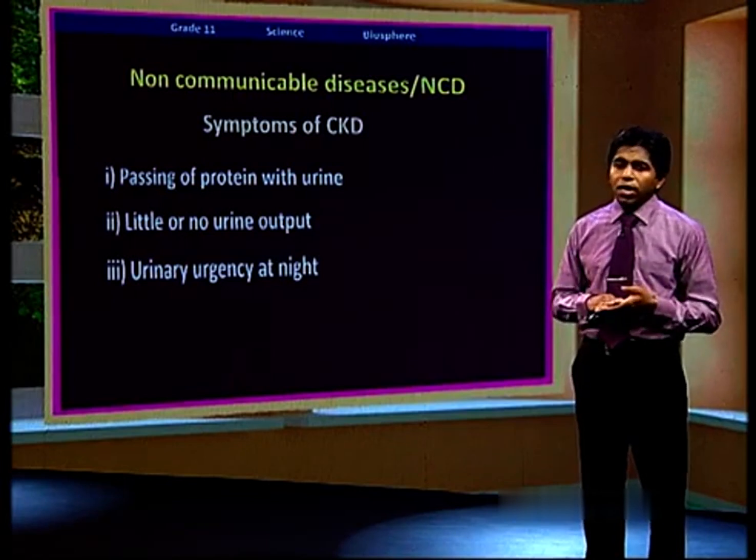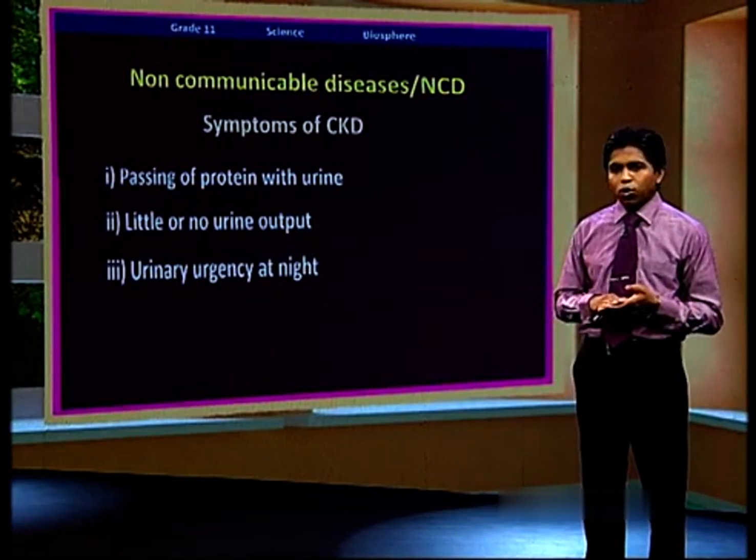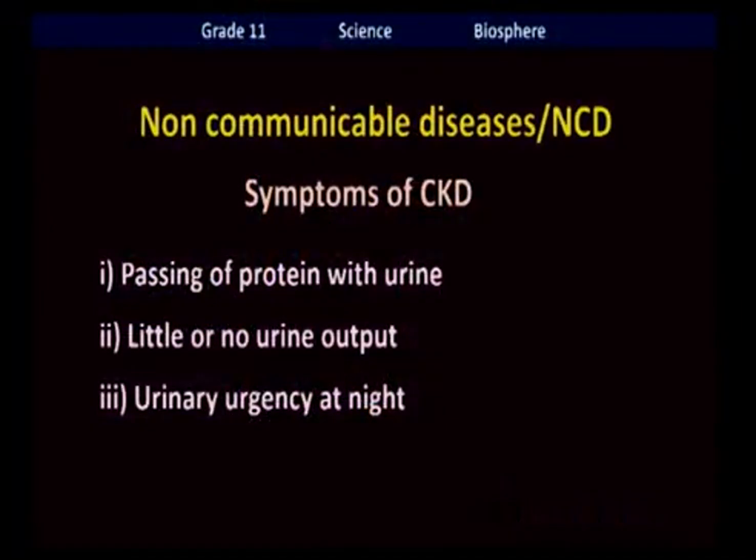Number 2, little or no urine output. The amount of urine passed decreases because the filtration process is affected by CKD. Number 3, urinary urgency at night. That means CKD patients frequently pass urine at night.